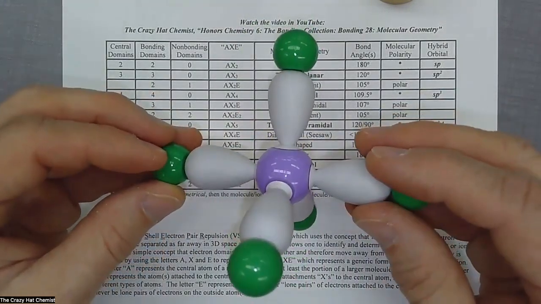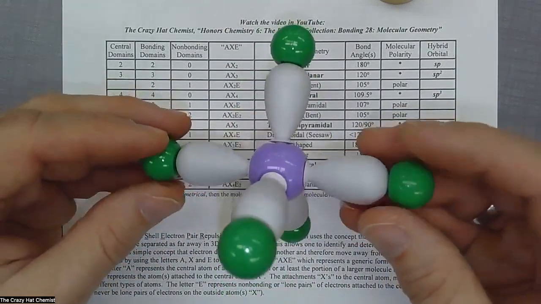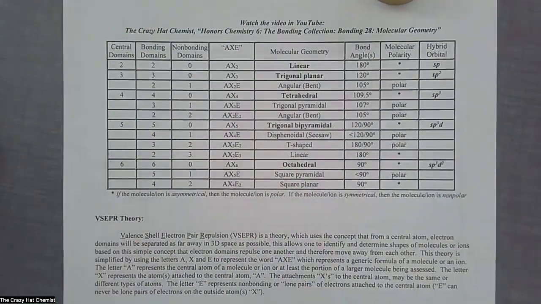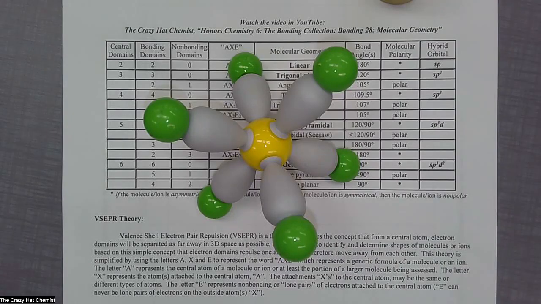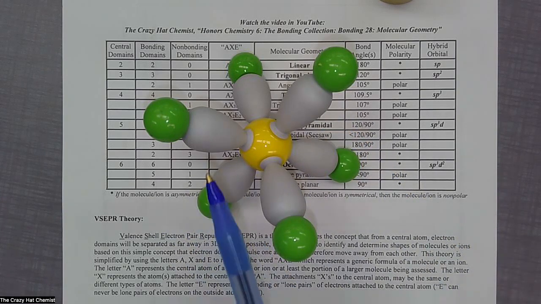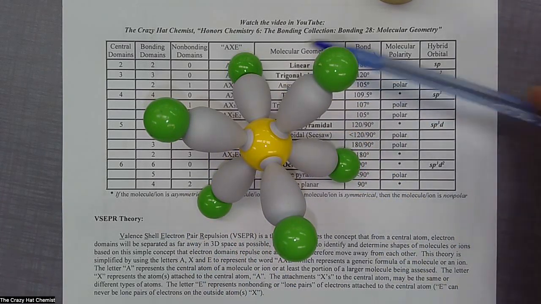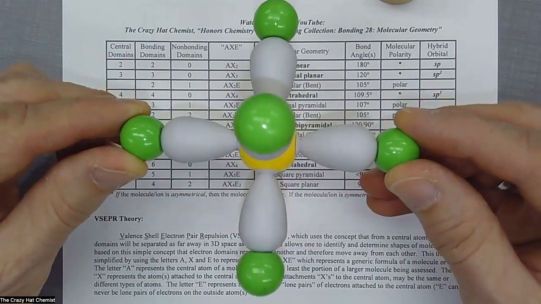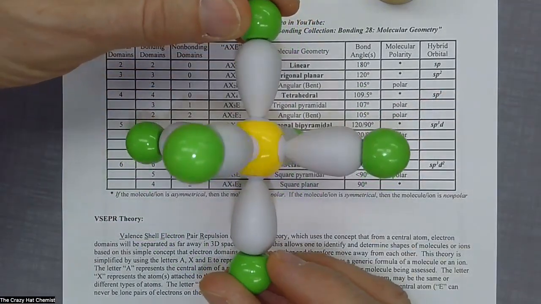All right, so let's pull these away, and we're going to go into our 6-domain structure, of which there are not nearly as many again, but we'll do that one. This is our 6-domain structure, and this is octahedral. So it is going to be AX6. A for the central atom, X1, X2, X3, 4, 5, and 6. You should see that this has bond angles of 90. No matter how you turn it, it has bond angles of 90.